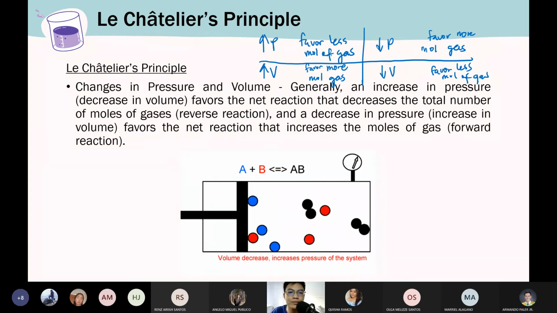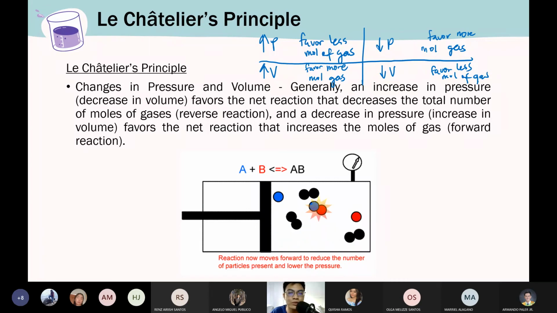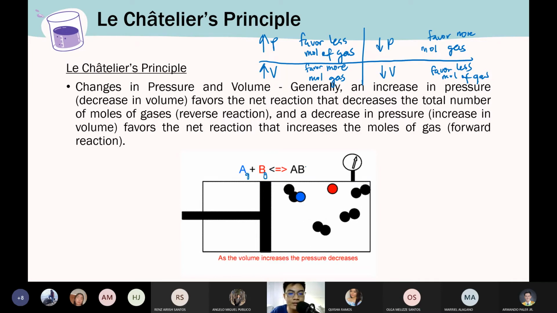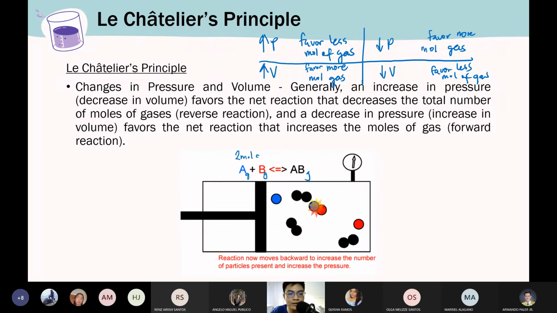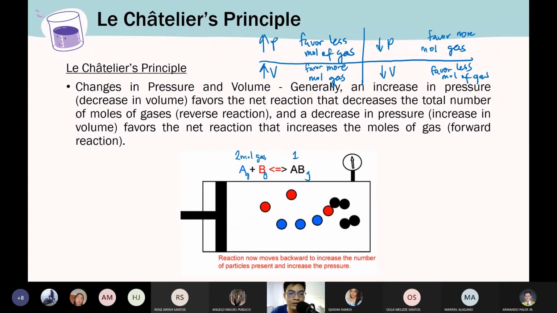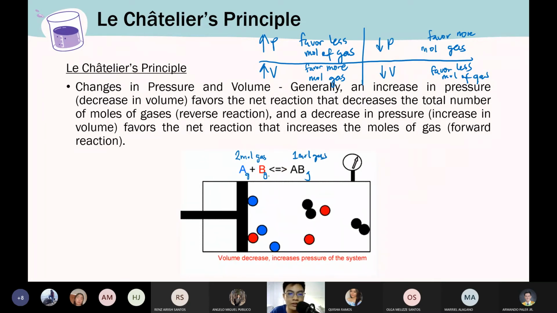So, paano mo malalaman yung less mole of gas, more mole of gas? Basically, just use their coefficients. Okay? Suppose these two are gases. Silang tatlo gases. Dito, 2 moles of gas tayo. On the reactant side, on the product side, we only have 1 mole of gas. Okay? Just simply looking at their equation.